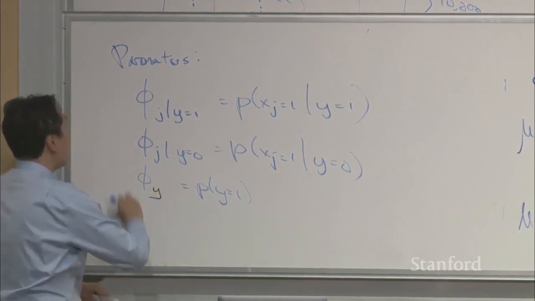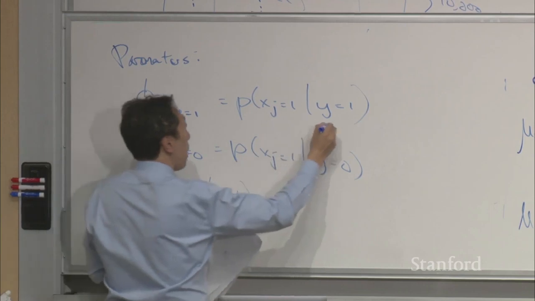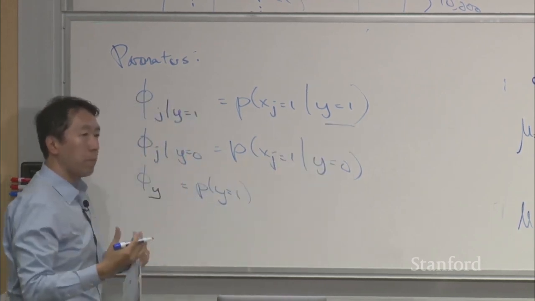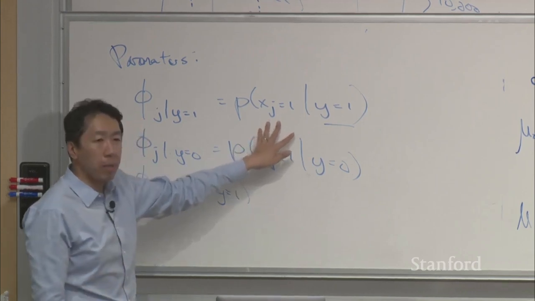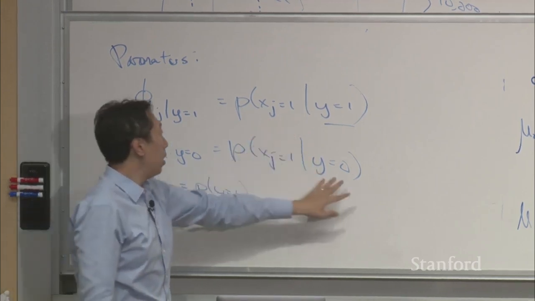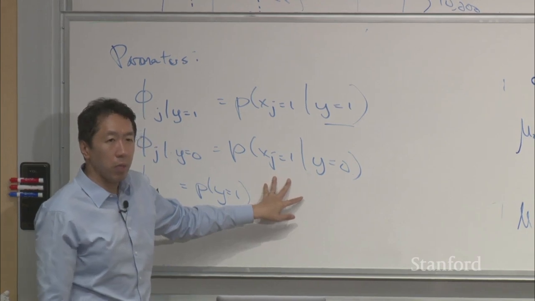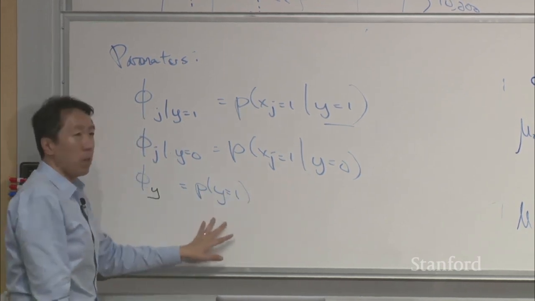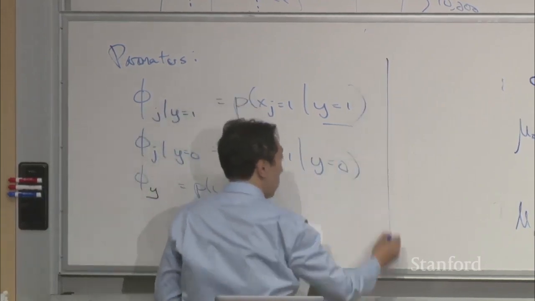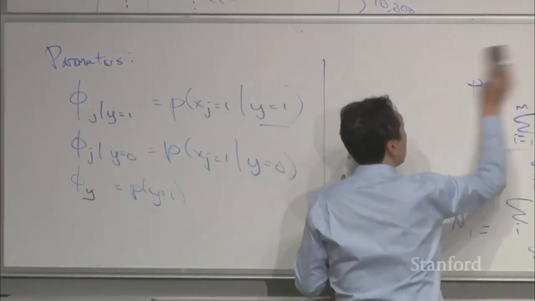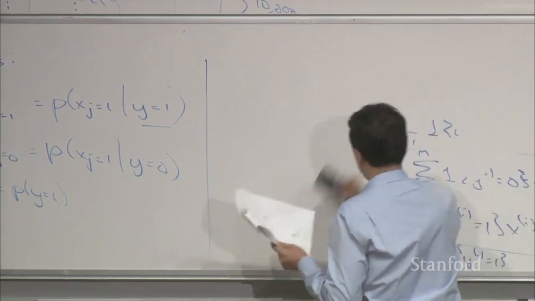Okay? So this parameter says if it's spam email, if y equals 1 is spam, y equals 0 is non-spam. If it's spam email, what's the chance of word j appearing in the email? If it's not spam email, what's the chance of word j appearing in the email? And then also, what's the class prior? What's the prior probability that the next email you receive in your inbox is spam email?